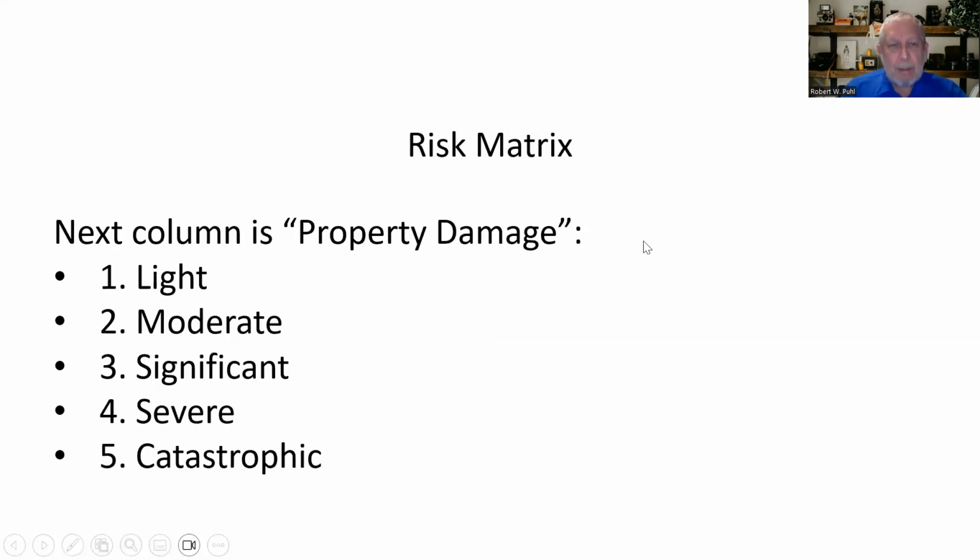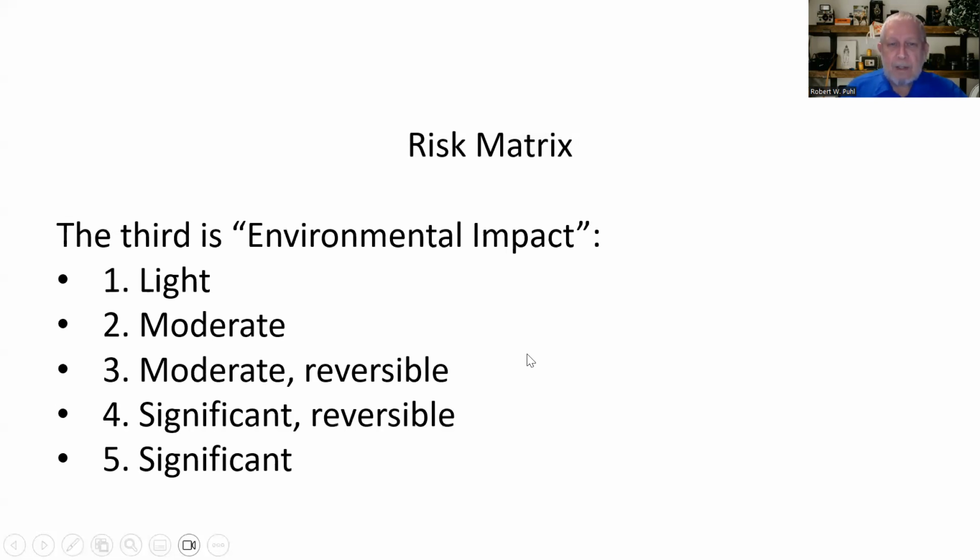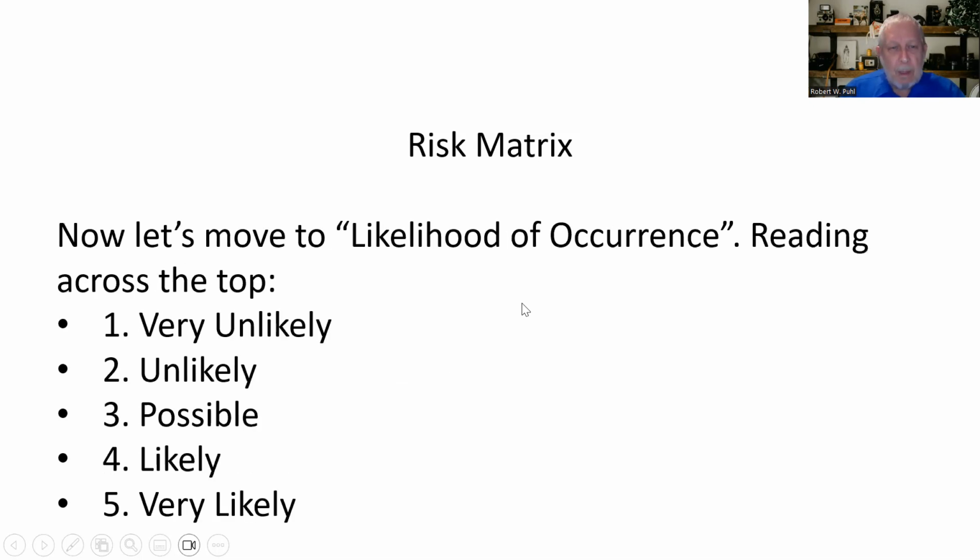The next column is property damage. These start off with number 1 is light, 2 is moderate, 3 is significant, 4 is severe, and 5 is catastrophic. And third is environmental impact: 1 is light, 2 is moderate, 3 is moderate reversible, 4 is significant reversible, and 5 is significant. Now, on all 3 of those, they're subject to conjecture sometimes. That's why it's good to have more than one person do this and get different input, because these are somewhat subjective.